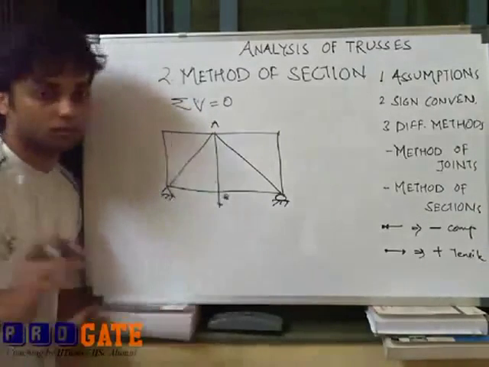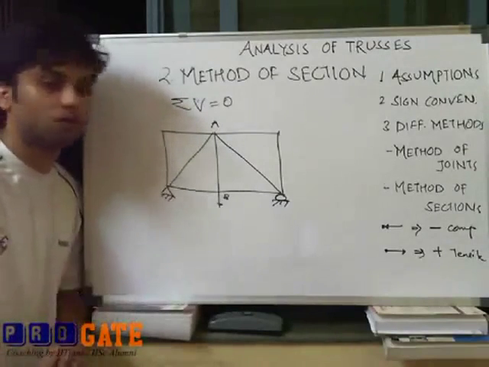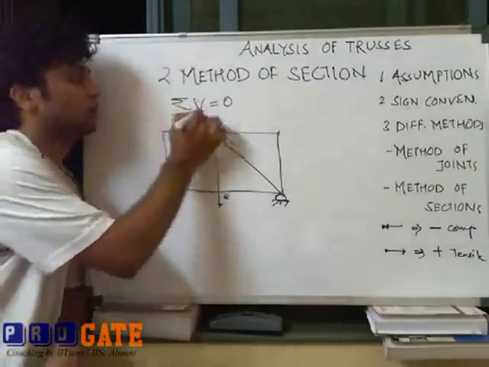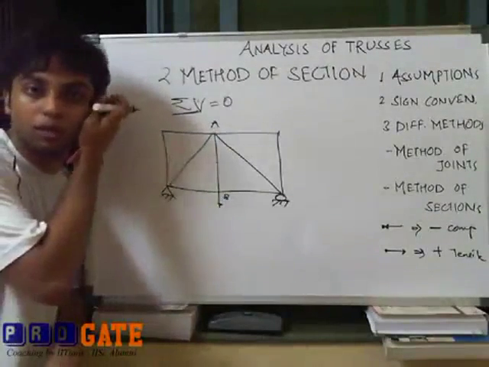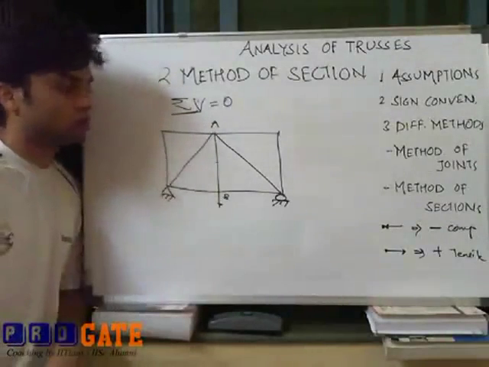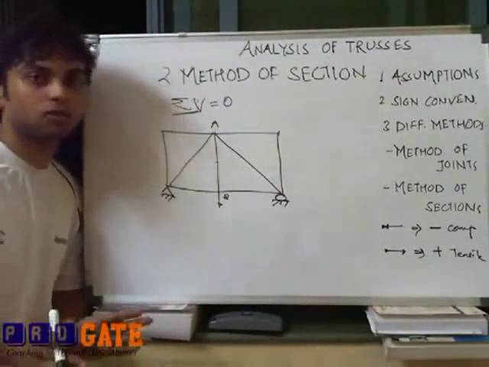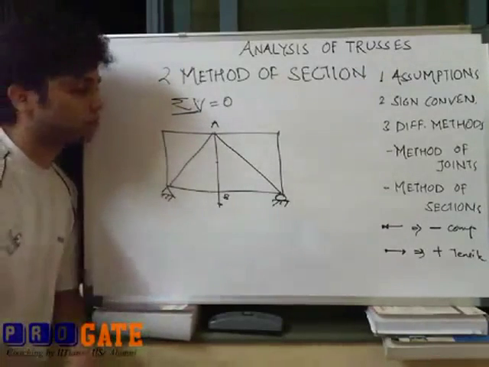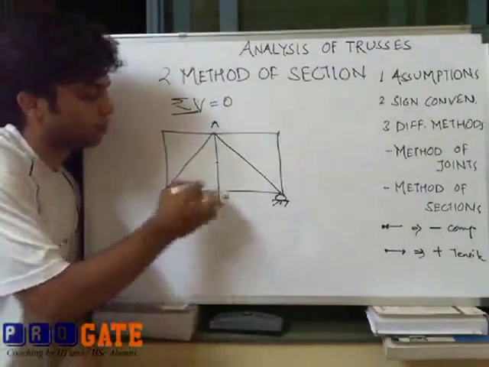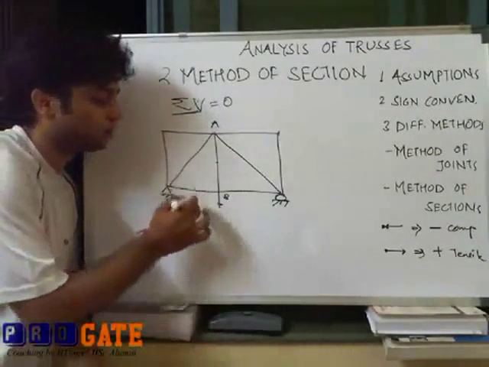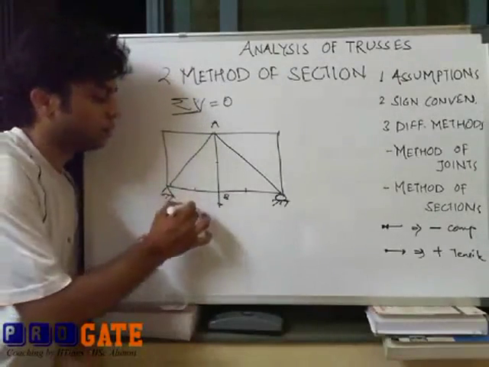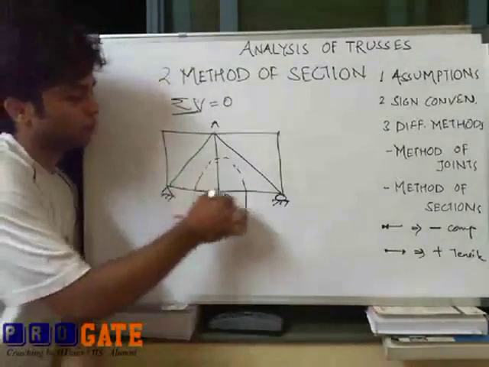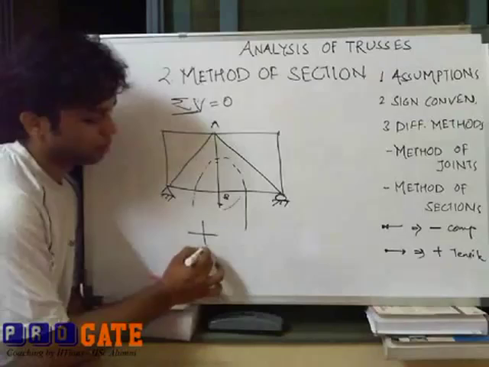It's a vertical force. Section must pass through the member of interest, so it will pass through this member. Again, as we have decided to implement summation V equal to 0, the members should be cut in such a fashion that they will not develop any vertical reaction or vertical components. So which of these members will not have any vertical component? Of course, this is one, this is another. You can have a section like this. Separate out this part, have a free body diagram of it.